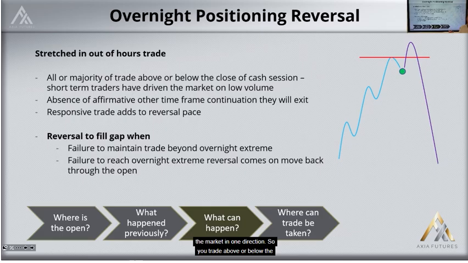So you trade above or below the previous cash session, and you're looking for the majority of trade. In this scenario, you'd be looking at, say, the cash session high is here, and this is where most of the trade is. Whereas if the cash session range was, say, here, and you trade overnight down and up, that's less significant. You're looking at a clear directional move in the overnight session.